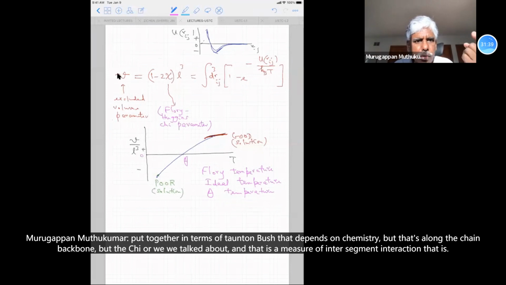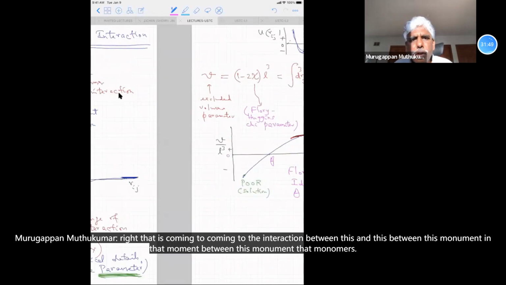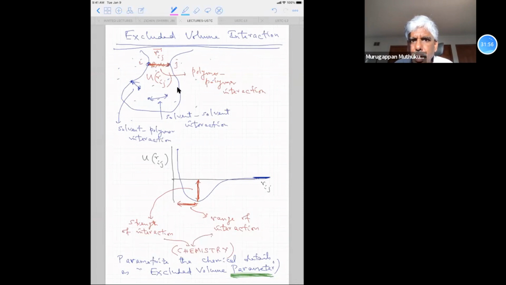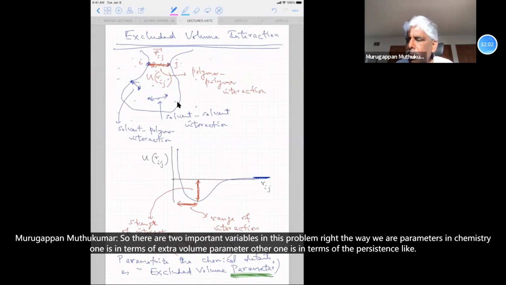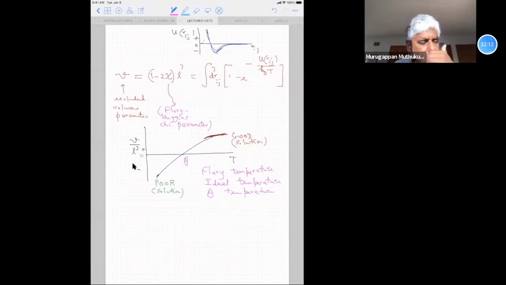But the chi or V we talk about is a measure of inter-segment interaction. That is coming to the interaction between this monomer and that monomer, between this monomer and that monomer. And between this monomer and the neighbors, that is captured by the Kuhn length. So there are two important variables in this problem, the way we are parameterizing chemistry. One is in terms of excluded volume parameter, the other one is in terms of the persistence length.